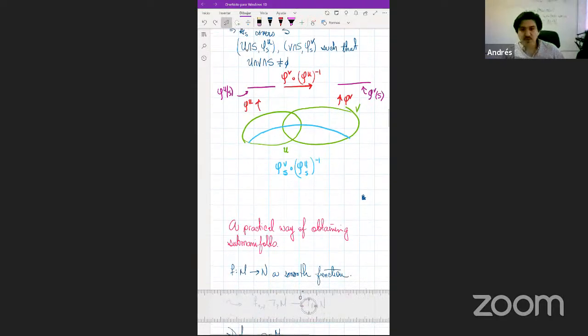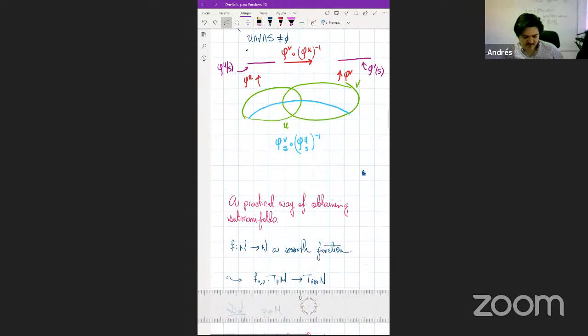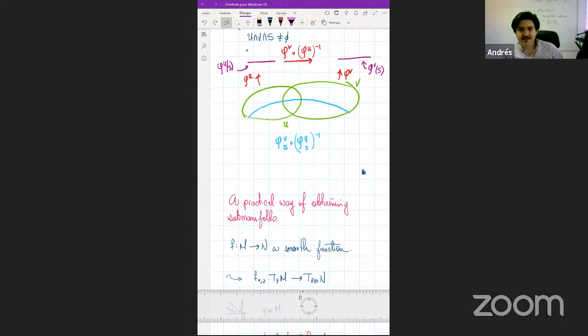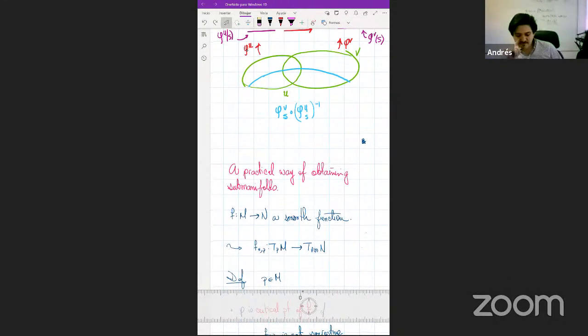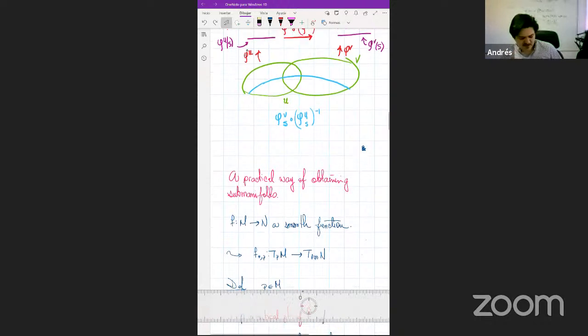So consider a smooth function. I have two manifolds. Remember that we have seen the differential is a linear map between tangent spaces. And remember that we saw what is the definition of a critical point?